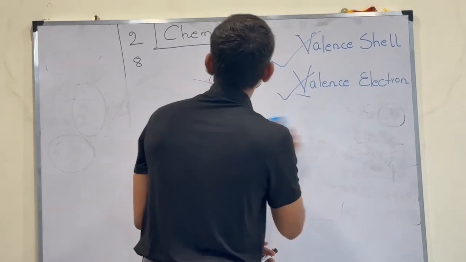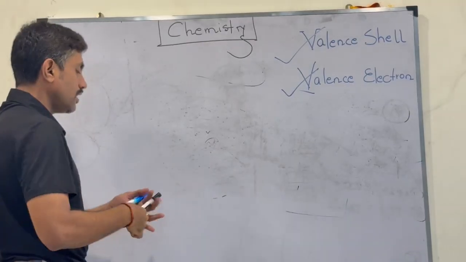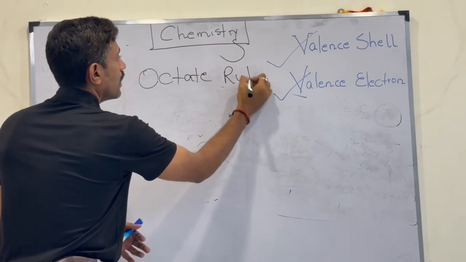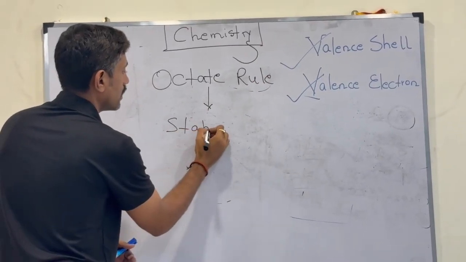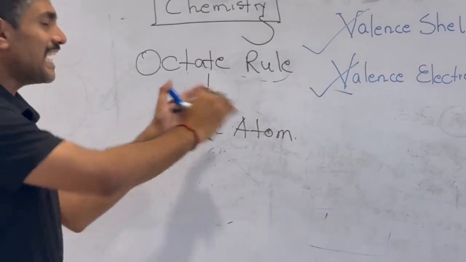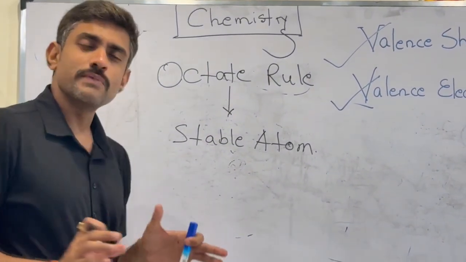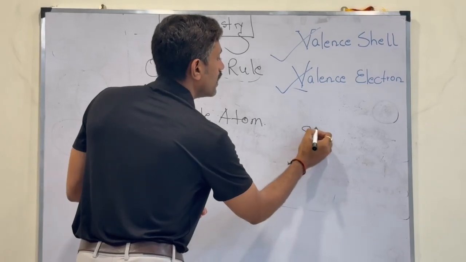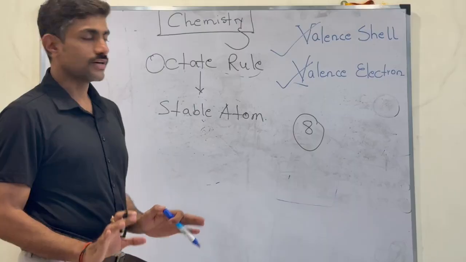But before that, you need to understand what the octet rule is, and how it is connected to a stable atom. So as per the octet rule, in order to make an atom stable, you should have 8 electrons in the outermost shell. This is the formula.